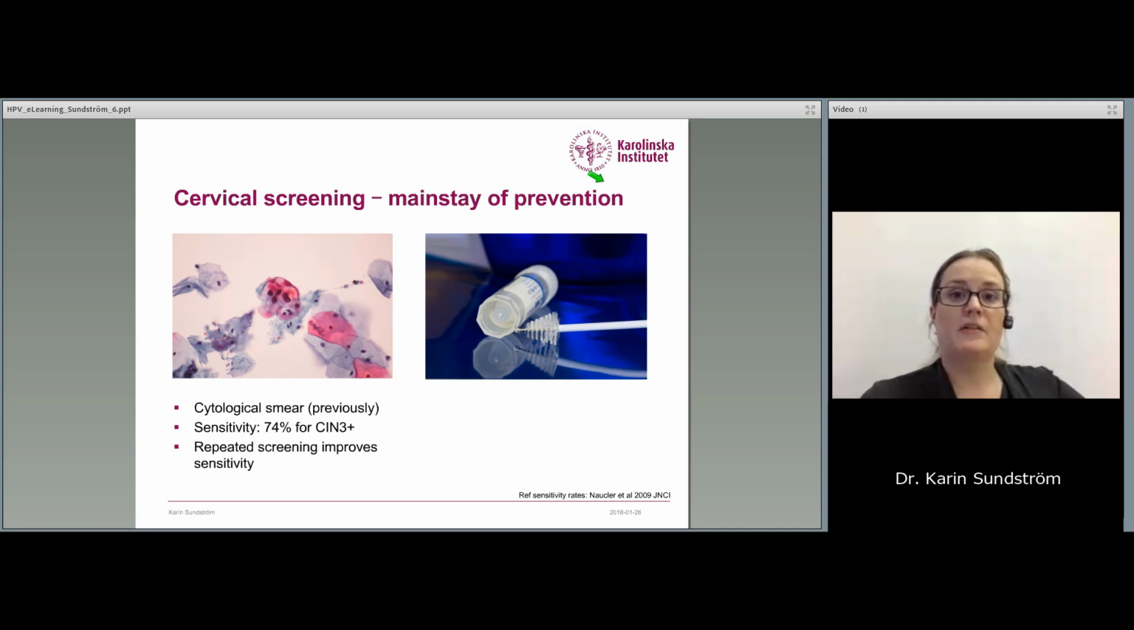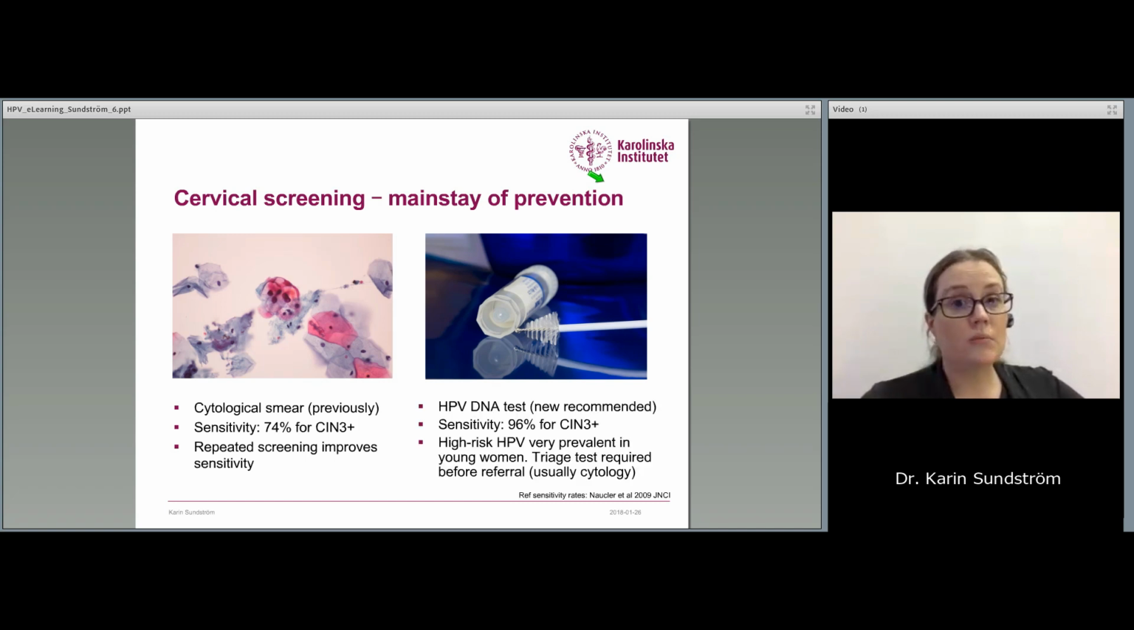But it's universally established that repeated screening with cytology improves sensitivity, which is why most cytological screening programs typically recall women who are normal at a 3 to 5 year interval. To your right, I will now describe a little bit about the new recommended screening method for cervical cancer, which is HPV DNA testing of a cervical sample. So it is the same procedure for the woman involved, but a different test.